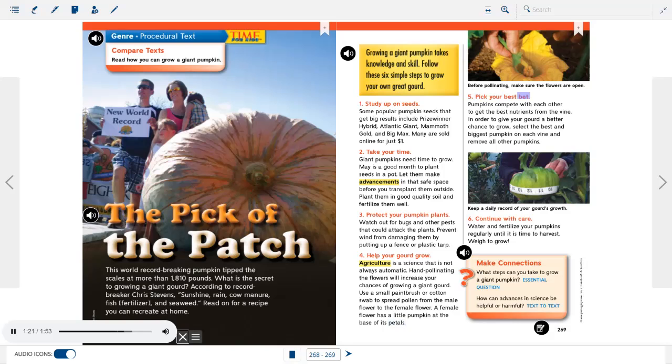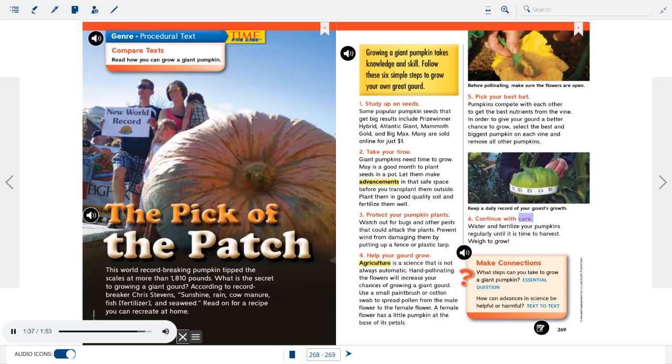5. Pick your best bet. Pumpkins compete with each other to get the best nutrients from the vine. In order to give your gourd a better chance to grow, select the best and biggest pumpkin on each vine and remove all other pumpkins.